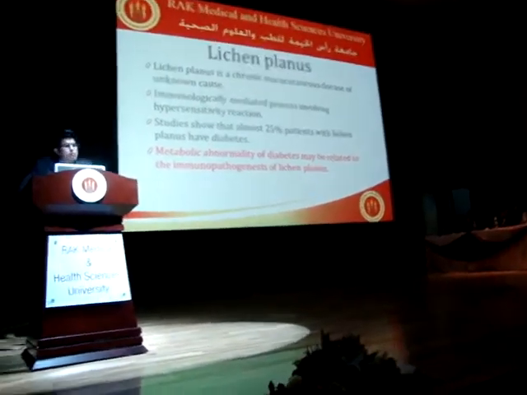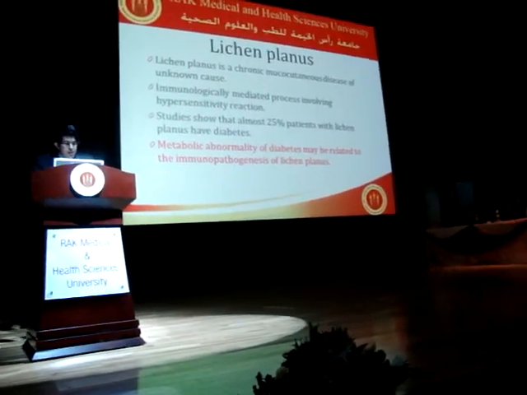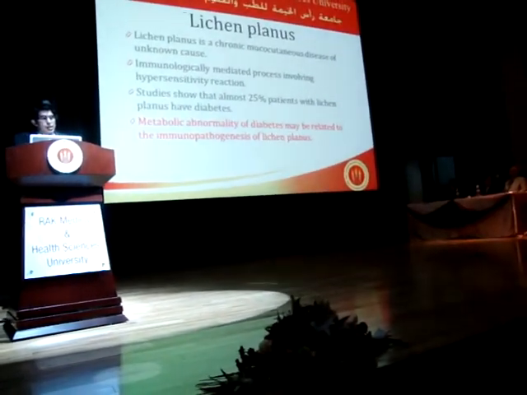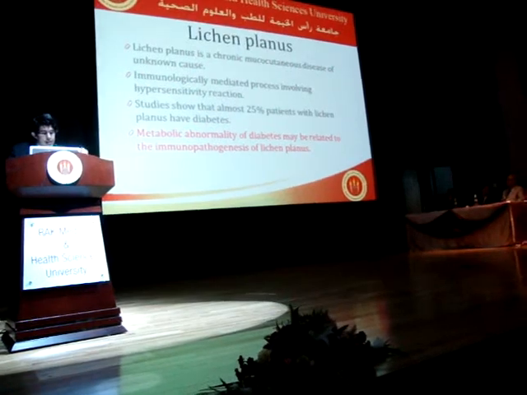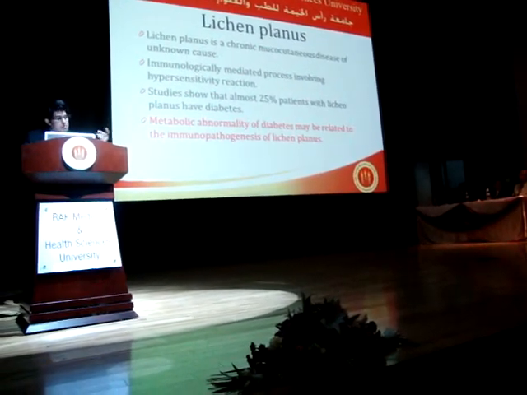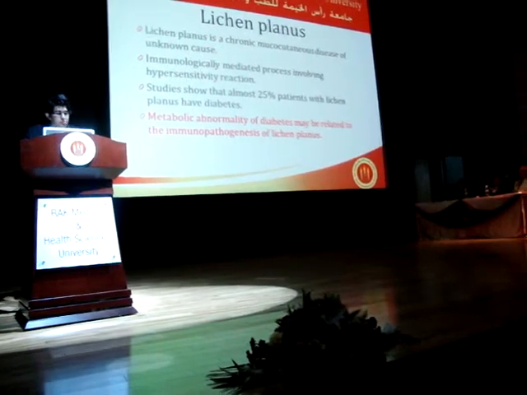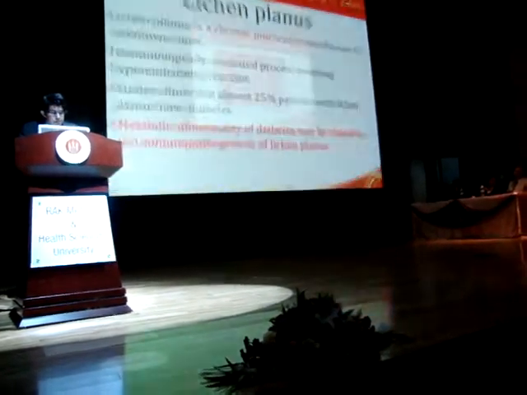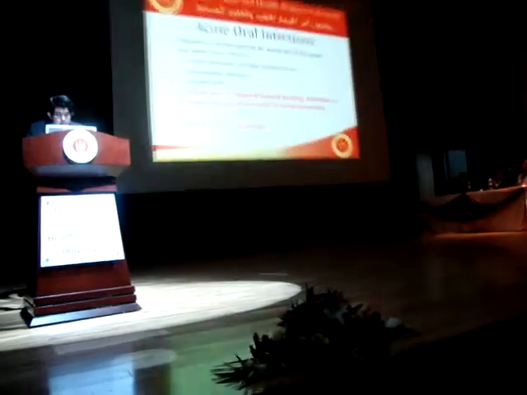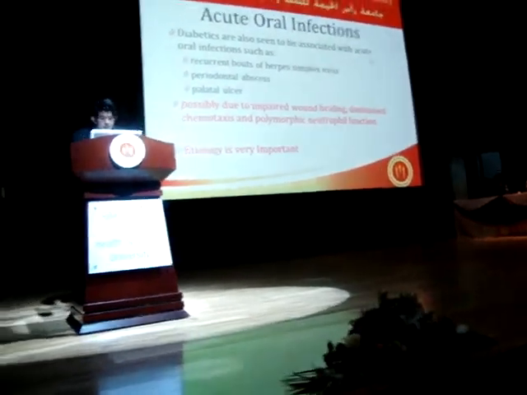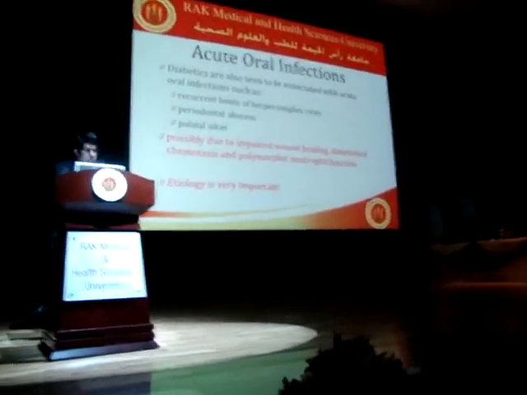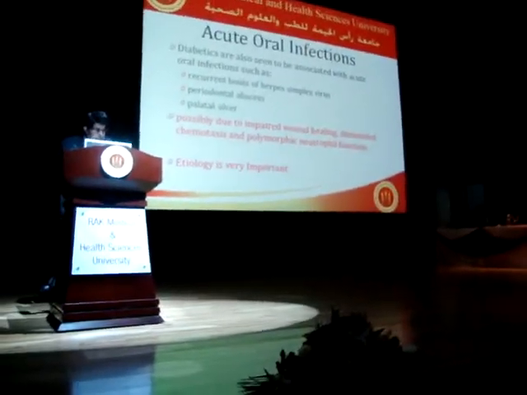Lichen planus is a chronic mucocutaneous disorder. About 25% of patients suffering from diabetes are recorded to have lichen planus, and the cause is the metabolic abnormality of diabetes, which may be related to the immunopathogenesis of lichen planus. This is how lichen planus looks. And it can cause acute oral infections like periodontal abscess, palatal ulcer, and recurrent bouts of herpes simplex virus.